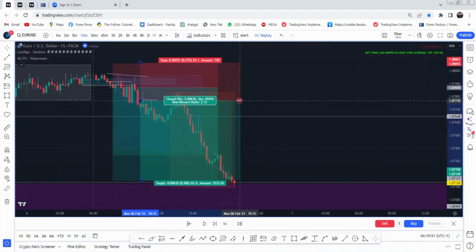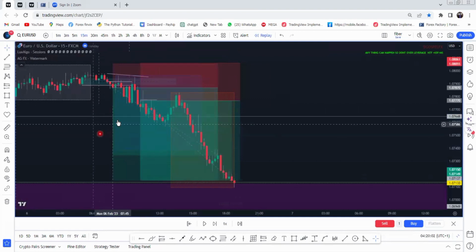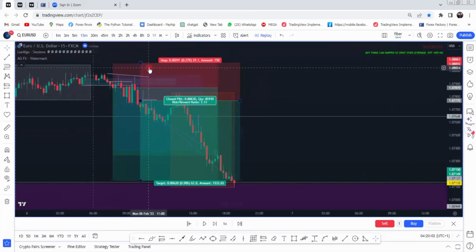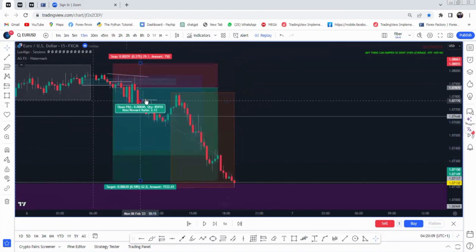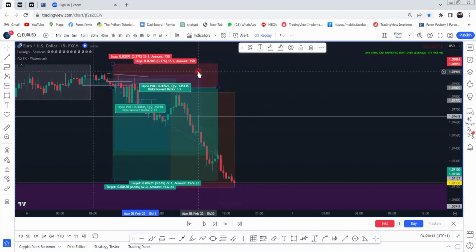So our first trade was 2.13, and then the second one, let me see. Second one was 3.9. Okay, so congratulations to those who took the trade too. I think it was a good one.